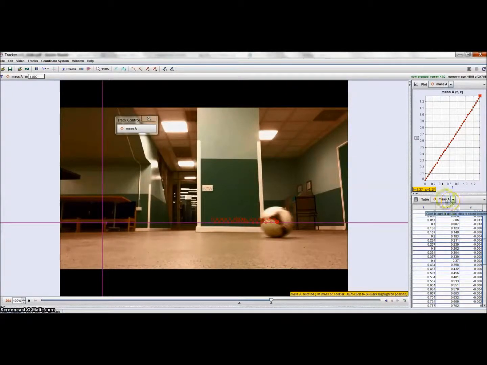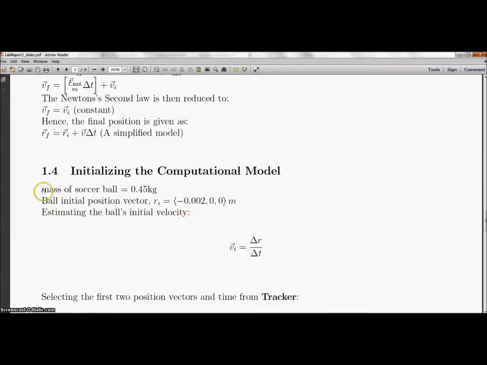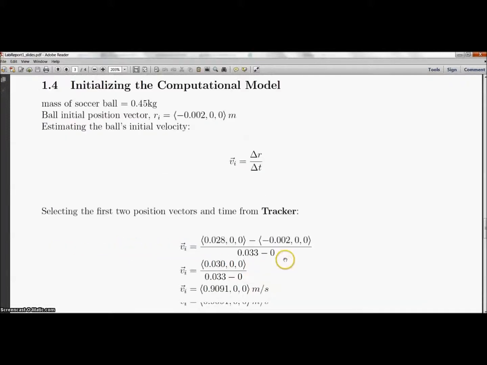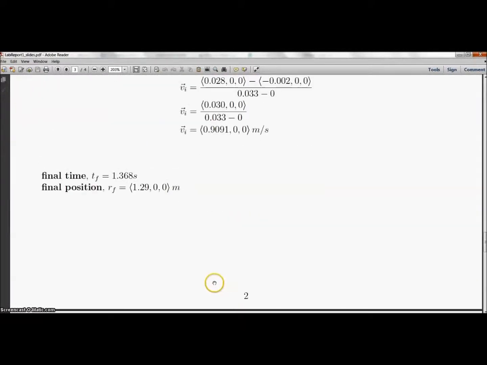From here, we need to develop our computational model. In order to develop our computational model, we need some parameters. We need the mass of the soccer ball, which is 0.45 kilograms, the ball's initial position vector, which is -0.002, 0.0 meters, and we need to estimate the initial velocity. We do this by taking the first two position vectors and times from Tracker, and we have that the initial velocity is 0.091, 0.0 meters per second.